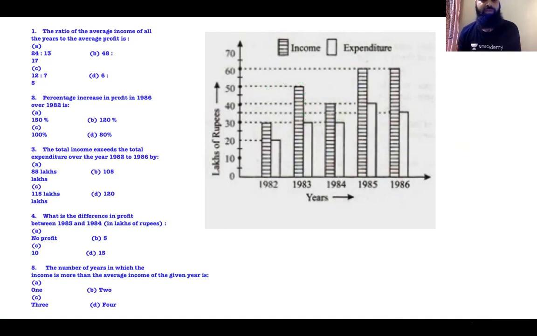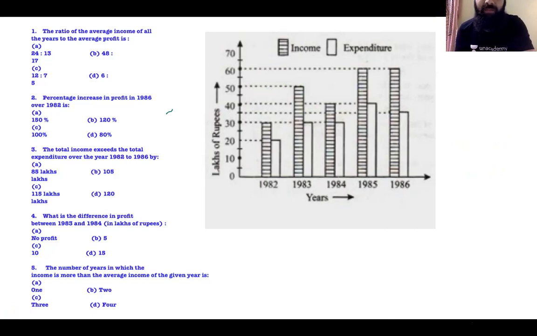Total number of years in which the income is more than the average income of the given years. Now, average income of the given years, how will I calculate it? Total of all the incomes. What is the total of all the incomes?